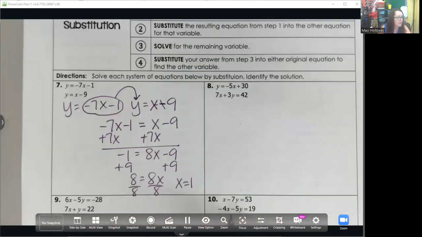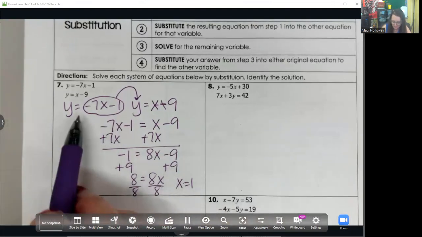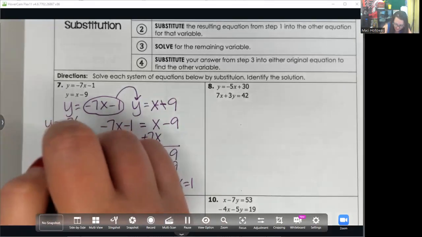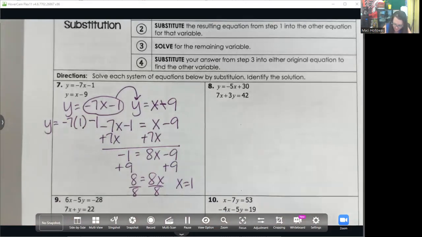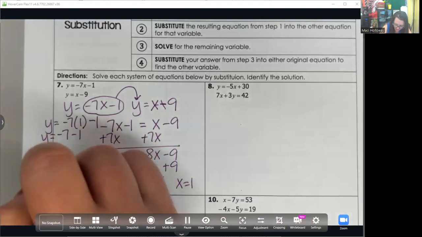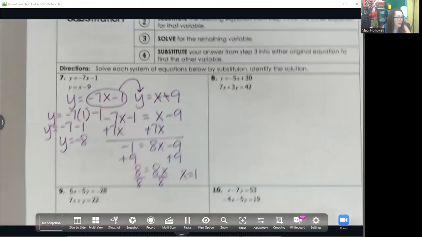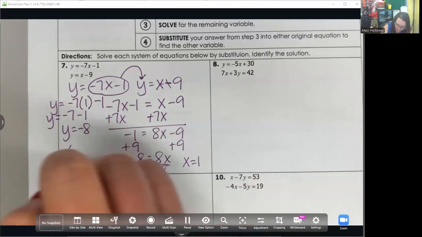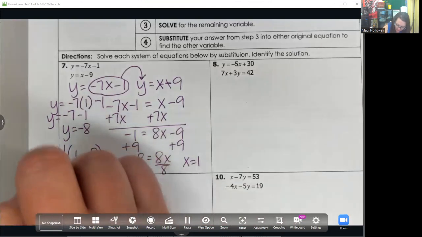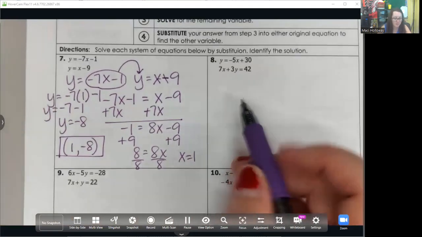All right, so we have one value. Now that we found our x value, I'm going to take this x and plug it back into one of the original equations. I'm going to plug it back into this first one. Negative 7 times 1 minus 1. Negative 7 times 1 is negative 7 minus 1. Y equals negative 8. So we have an x value and a y value. I'm going to write my solution as a point. So my x value is 1. And my y value is negative 8. You probably are remembering this from Algebra 1. All right, let's look at number 8.